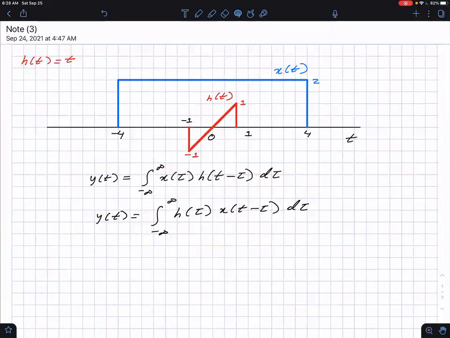So in general, it's a good idea to keep the function that looks more complicated fixed, and the function that looks simpler, symmetric, like this, right? Try to time reverse and apply shift to that one. So in this case, if you time reverse and apply shift to x, so that means consider this integral, the algebra would be much simpler in that case, which you can watch in that video, which is in the description.